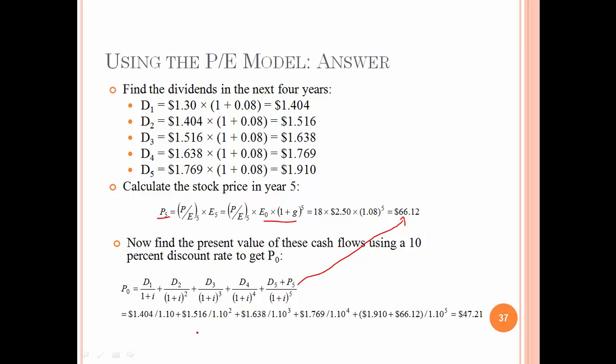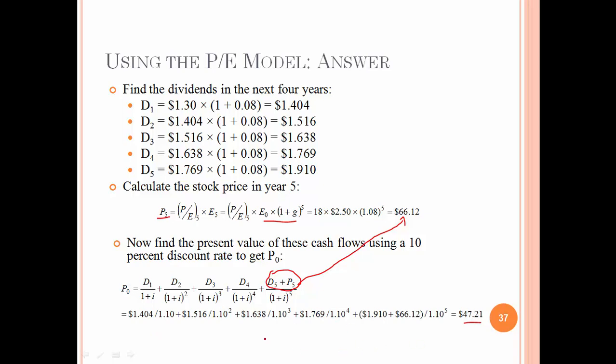You may also try to use your financial calculator. Use the NPV function in your financial calculator to enter the numbers. This is your first cash flow, this is your second cash flow, third cash flow, fourth cash flow, and these two together will be your cash flow in the 5th year. Enter into your calculator, input 10% as the discount rate, and calculate the NPV. You should get $47.21.